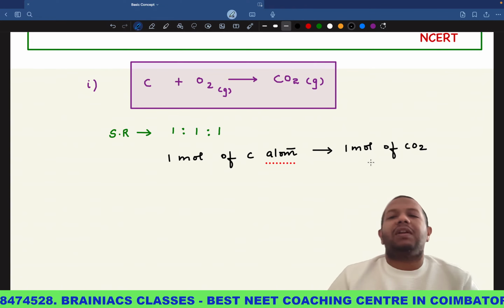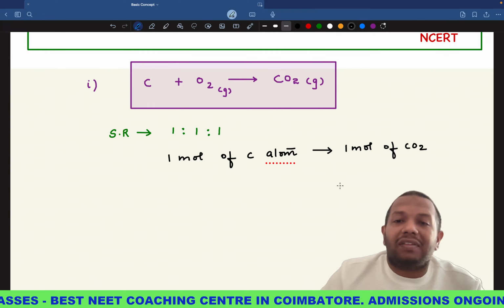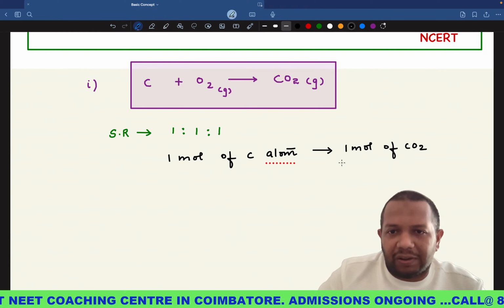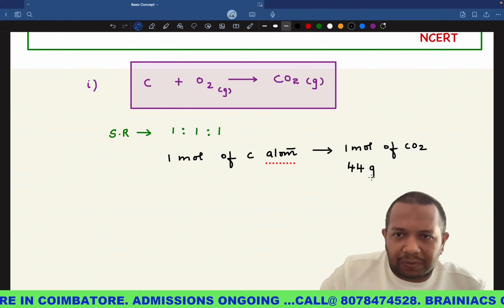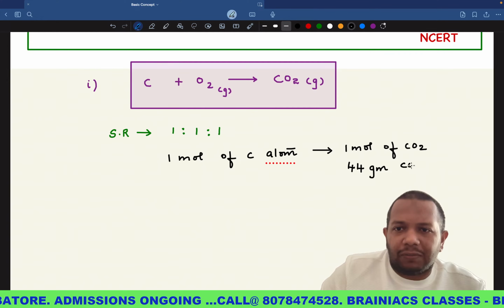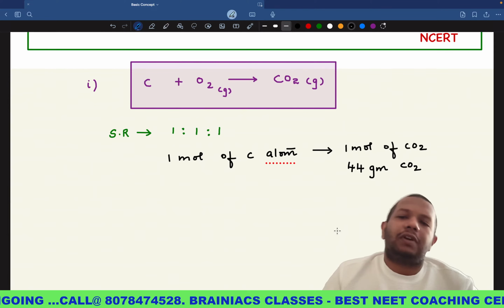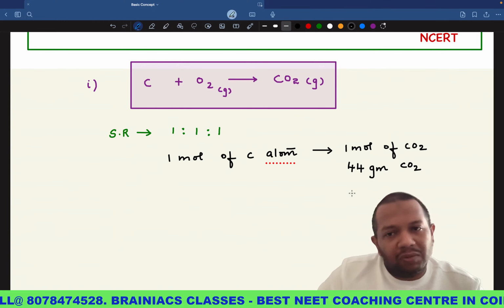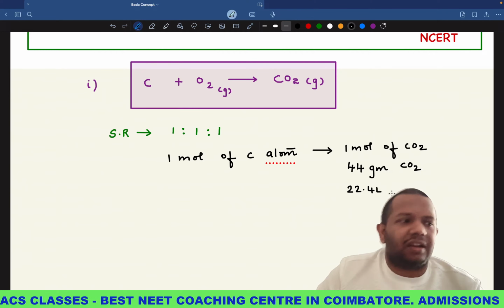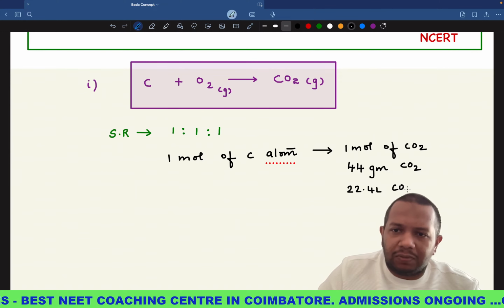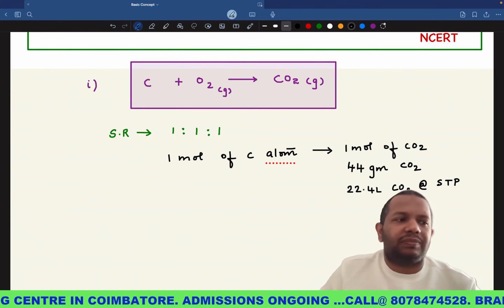But they may not give this as 1 mole of carbon dioxide as such. They may tell it in mass, in grams. We know that 1 mole of carbon dioxide means the mass number of carbon dioxide expressed in grams, so I can say 44 grams CO2. So 1 mole of carbon dioxide is equivalent to 44 grams CO2. Or it can be volume. In that case, 1 mole occupies 22.4 liters at STP, so we can say 22.4 liters of carbon dioxide at STP.